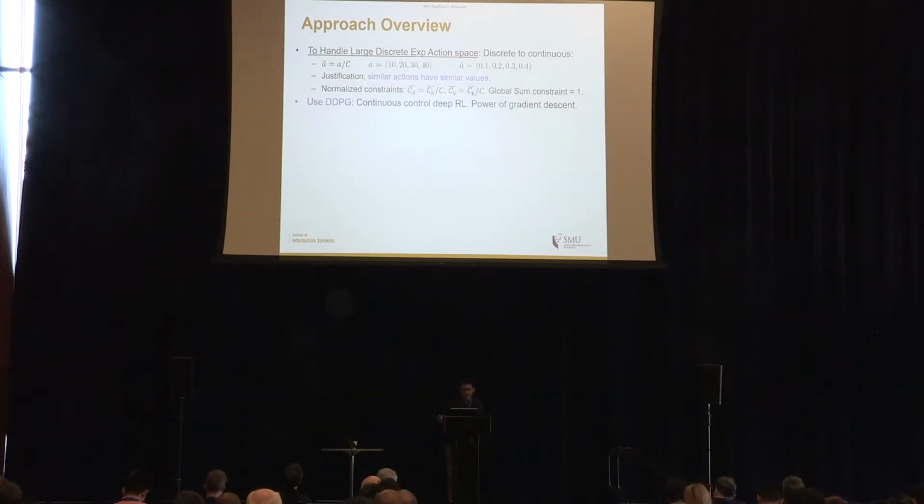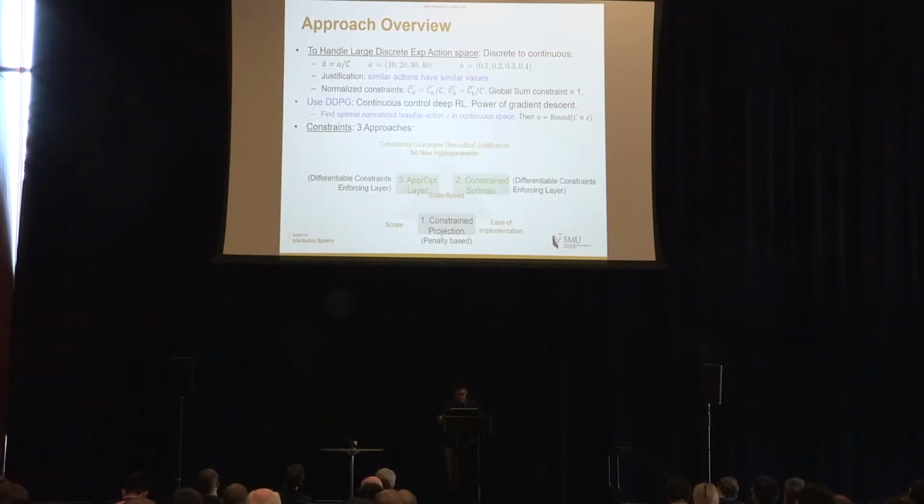And after we have employed this conversion, we can use a continuous action space deep reinforcement learning method like DDPG and leverage the power of gradient descent to do our optimization. And once we have the optimal action in the continuous space, we can recover the best action in the discrete space by just multiplying with C and rounding off.